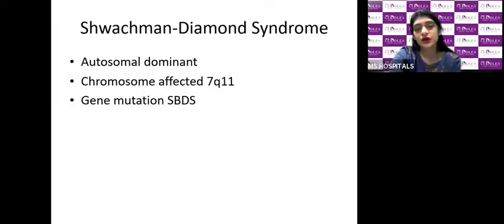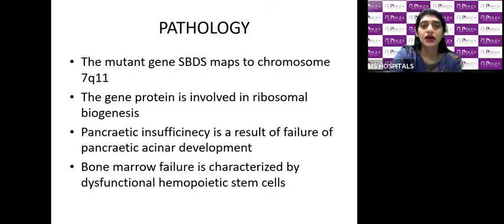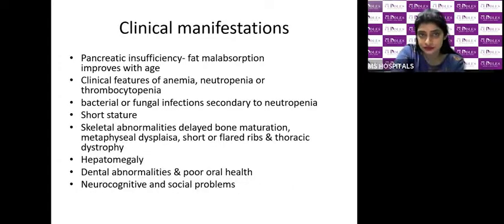Shwachman-Diamond syndrome is an autosomal recessive entity, the chromosome affected is 7q11, and the gene mutated is SBDS. The gene protein is involved in ribosomal biogenesis. Pancreatic insufficiency is a result of failure of pancreatic acinar development. Bone marrow failure is characterized by dysfunctional hematopoietic stem cells.